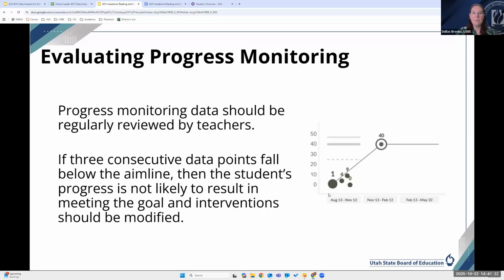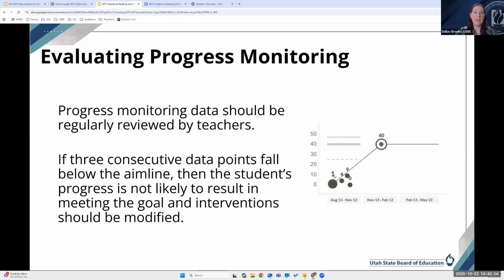An example of that would be if you go in and look at that data and there's a student who has 3 probes below that aim line, that tells us that they are not on track to reach their end of year goal. If something doesn't change, they're going to continue to be below that aim line and they're not going to reach that goal. So let's change something now. That way we can help the student as soon as possible to get what they do need, so we can start pushing them to be above that aim line.